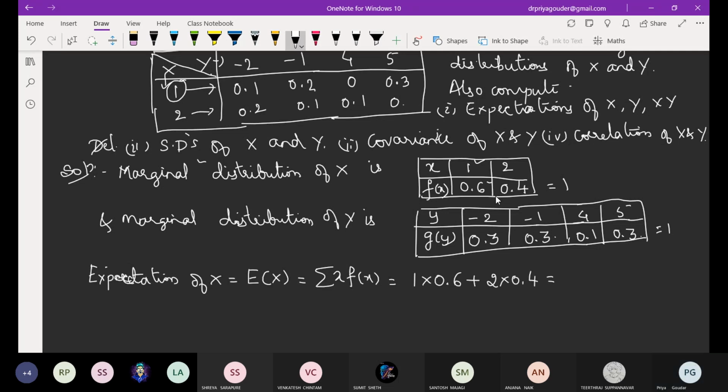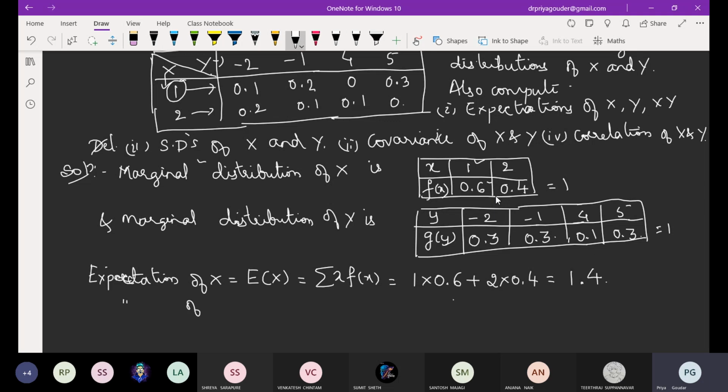Correct? Tell me the value here now. 0.6 plus 0.8, 1.4. Very good. 1.4. This is the expectation of x. Okay, some 1 or 2 marks will be there for this calculation.